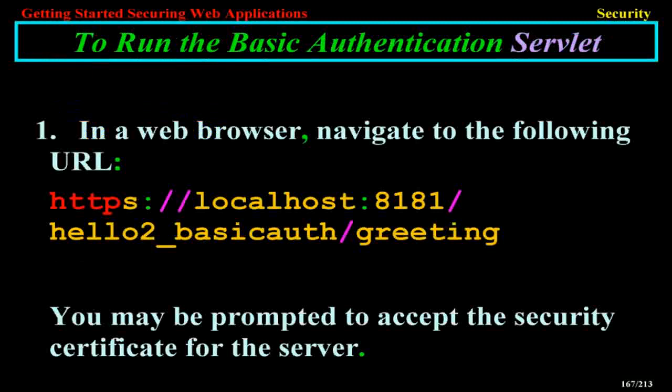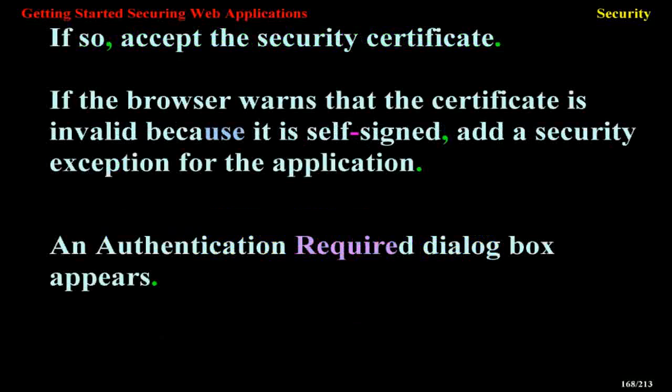To run the basic authentication servlet, in a web browser, navigate to the following URL: https://localhost:8181/hello2-basic-auth/greeting. You may be prompted to accept the security certificate for the server. If so, accept the security certificate. If the browser warns that the certificate is invalid because it is self-signed, add a security exception for the application.